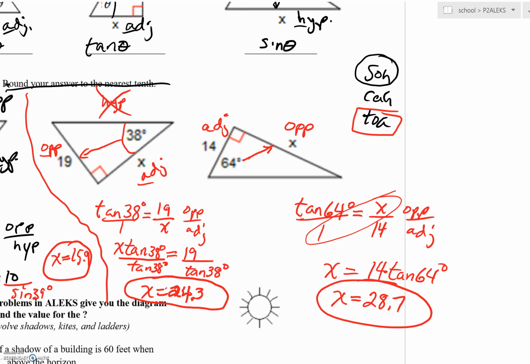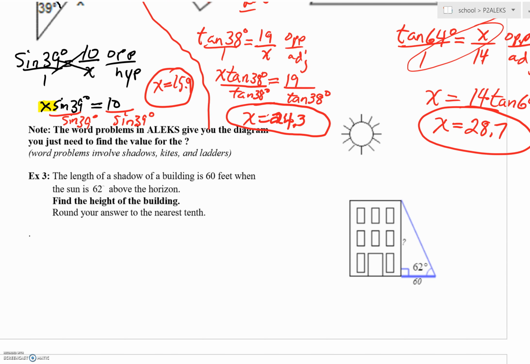Last problem. And they're even giving you a nice picture here. It's a word problem, but ultimately, even if you look at the picture, I hope you can see the picture's kind of telling you what's going to happen. So we're going to want to round to the nearest tenth. It says the length of a shadow is 60 feet. They're giving you this shadow of the building right here. Okay, that's down there on the floor. And the sun is 62 degrees above the horizon. And they want you to find the height.